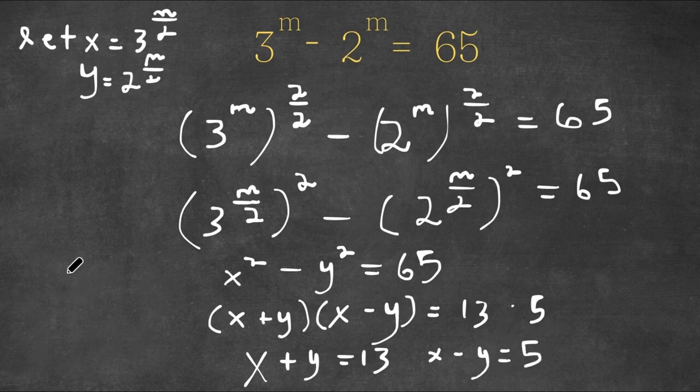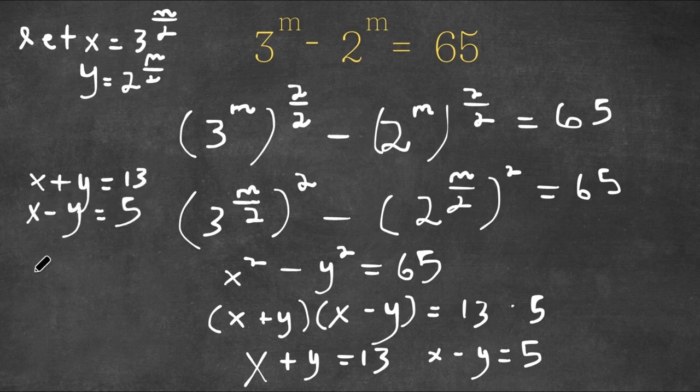So now if I add these two together, x plus y is equal to 13 and x minus y is equal to 5. If I add these two together, I get 2x. There's not going to be any y because plus y and minus y cancel out, and this is equal to 13 plus 5, which is 18. And this means that x is equal to 9.